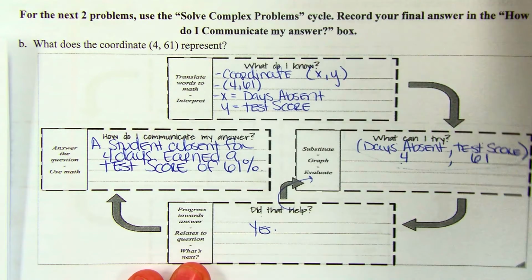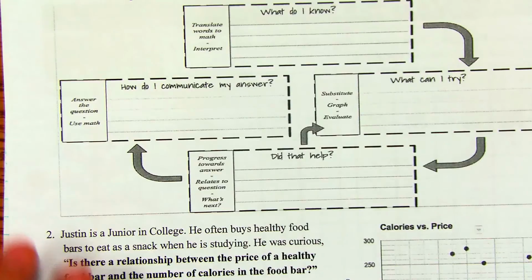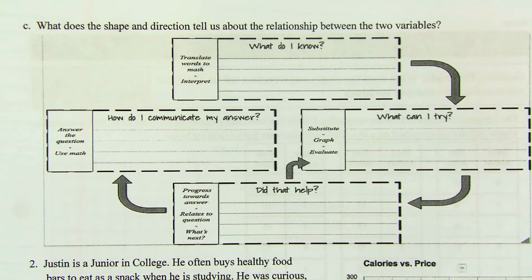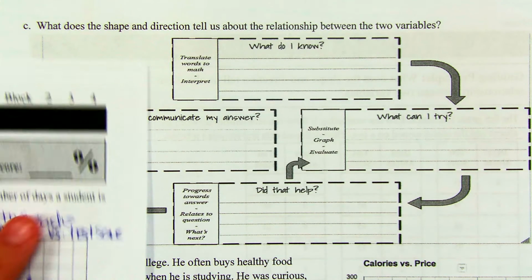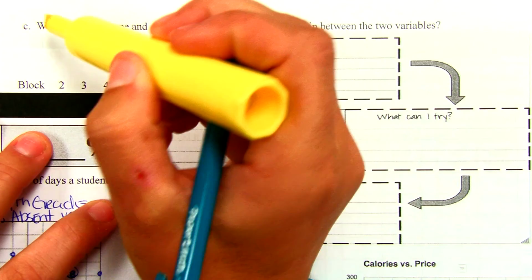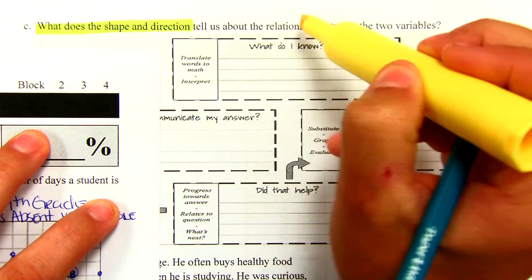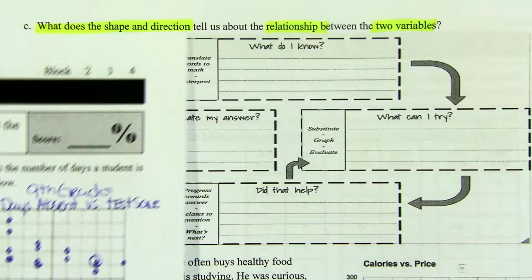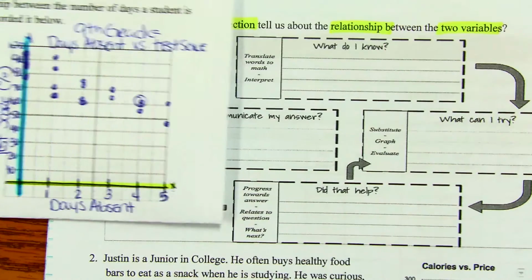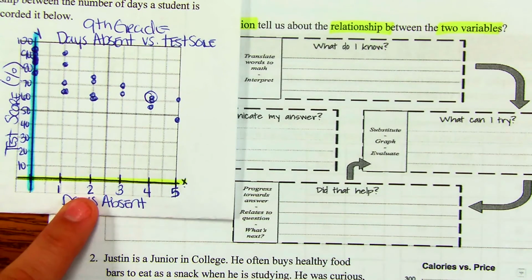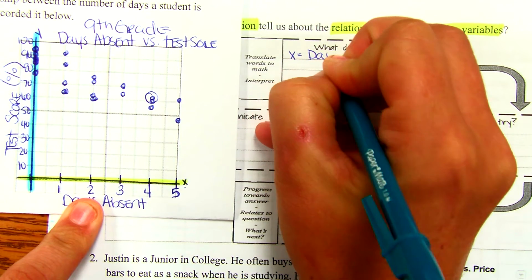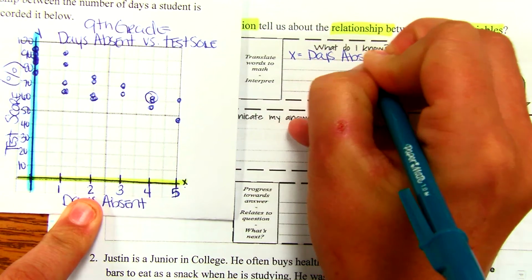We're going to try this problem-solving process one more time. So this time it says, what does the shape and direction tell us about the relationship between the two variables? So what do I know? It's asking me what does the shape and direction tell me about the relationship between the two variables, right? What do I know? Well, again, I know that the x-axis is days absent. And I know the y-axis is test score.